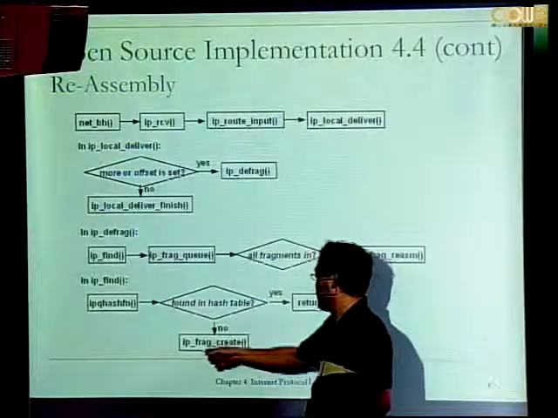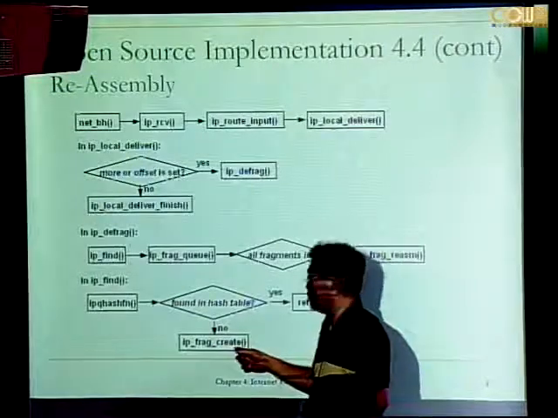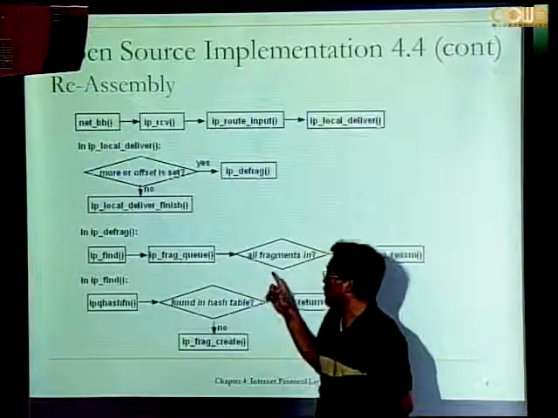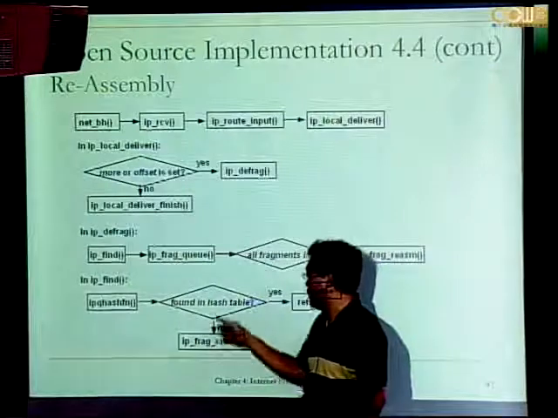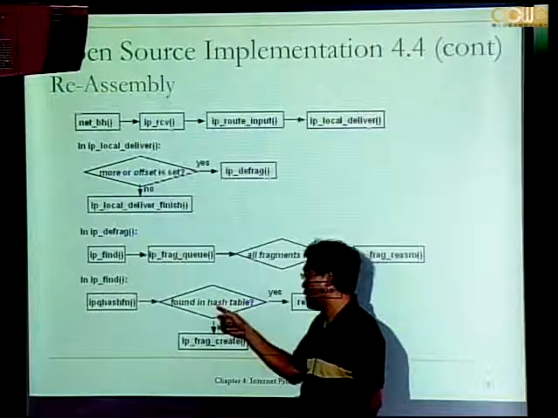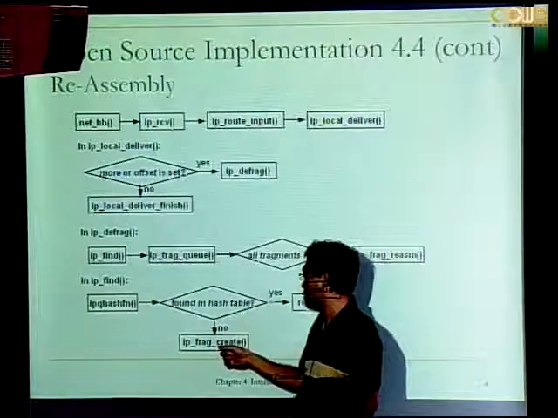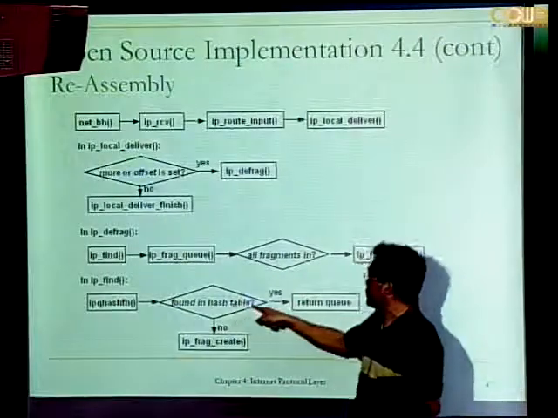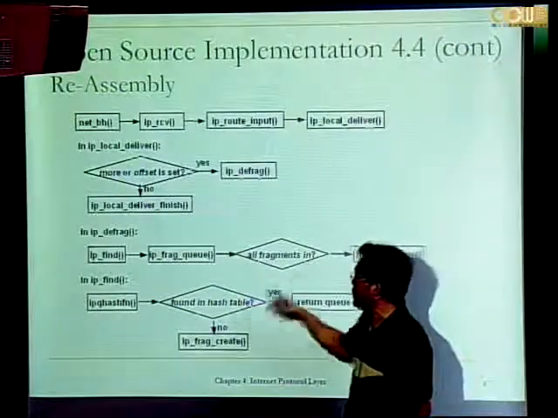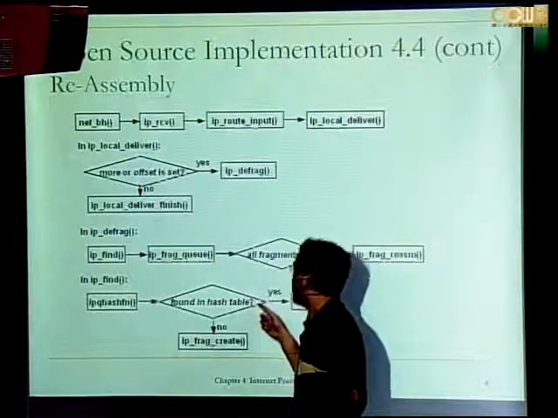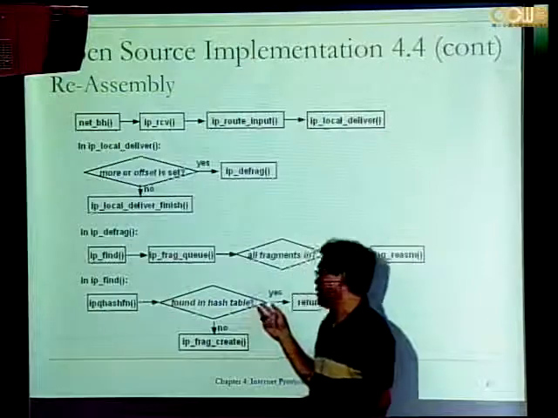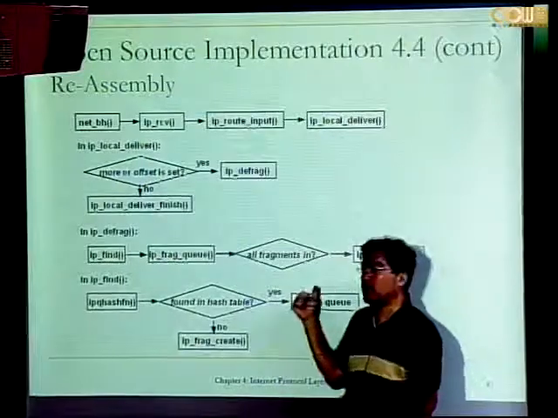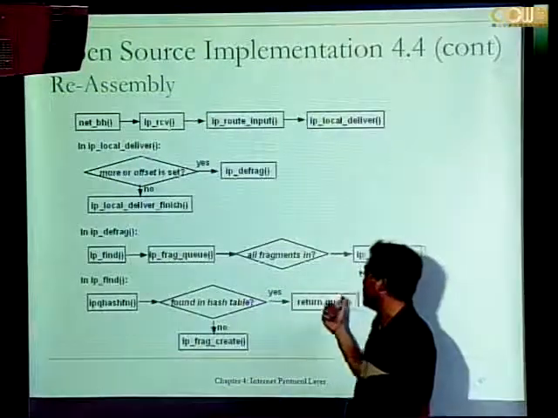I will create an entry in the hash table, because this is the first fragment of a packet. So if this is the first fragment of a packet, I will not find it in the hash table. I will create an entry in the hash table, and then return it to IP find. But if this is not the first fragment of a packet, if this is the second or third fragment, then I will find it in the hash table, because the first fragment has already created an entry.